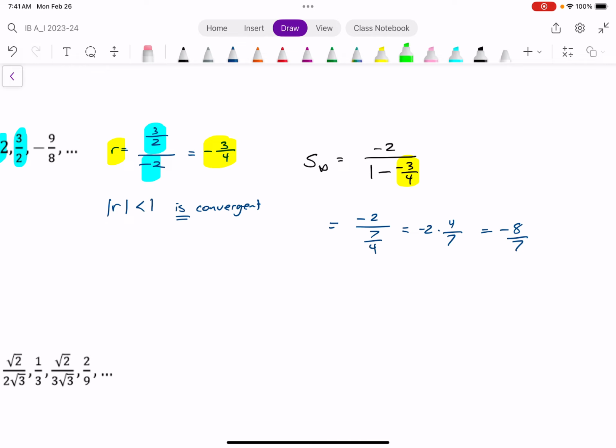So that's my infinite sum. Should I add all these values up forever, I would approach -8/7. We say approach because really you can't actually add up terms forever. But as you go on and on, the value gets closer and closer to -8/7.